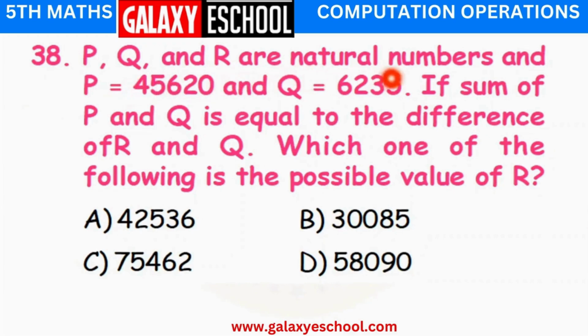P, Q and R are natural numbers and P is equal to 45,620 and Q is equal to 6,235. If the sum of P and Q is equal to the difference of R and Q, then which one of the following is the possible value of R?